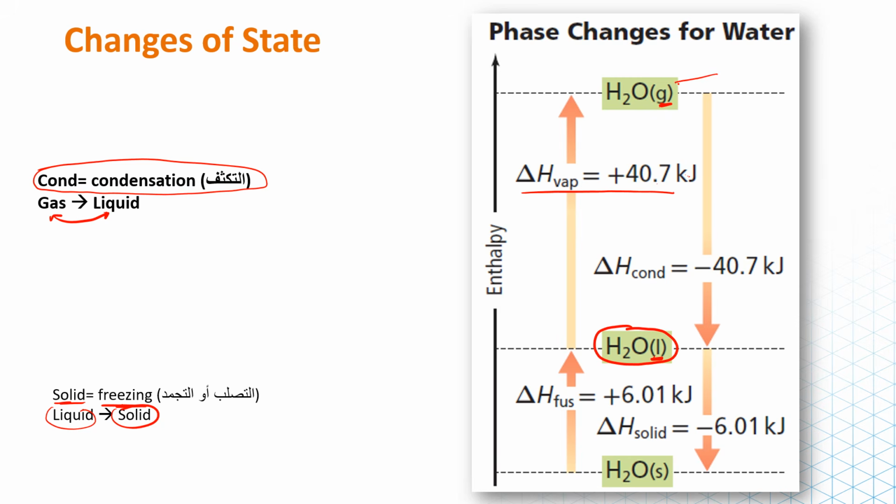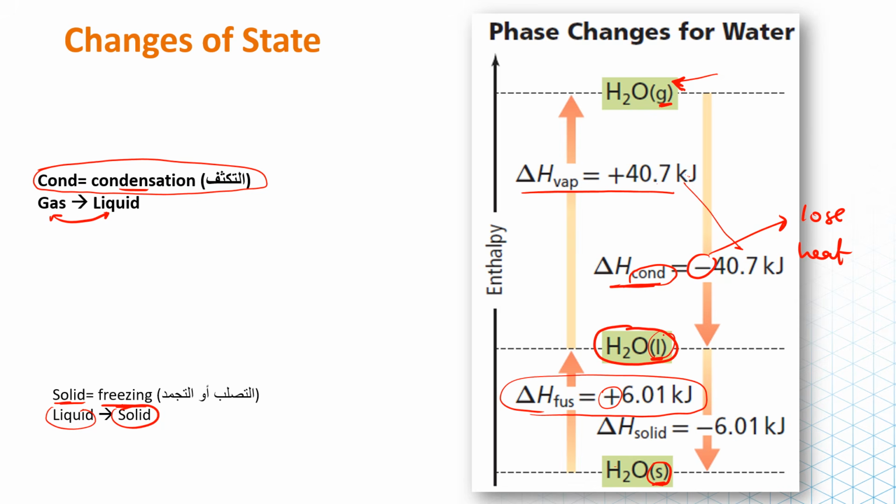الحين if water was gas, إذا المية غاز ونريد نحولها سائل, so it needs to lose the same amount. But the minus here means it will lose heat. And the delta H is called condensation, اللي هي التكثف اللي هي عكس التبخر. Same thing here. If you have a solid water like ice and you want to melt it down, you will give it energy. So delta H fusion بالpositive.